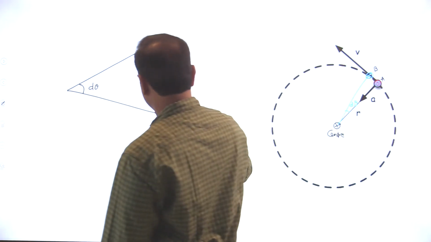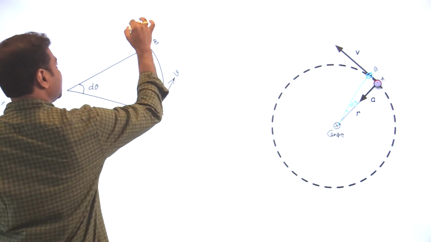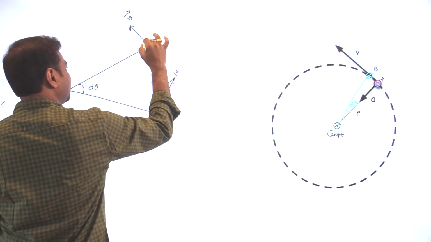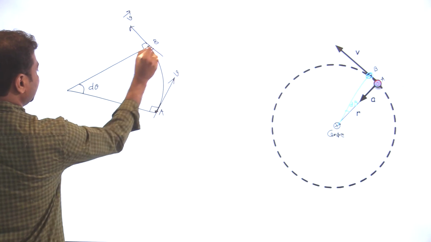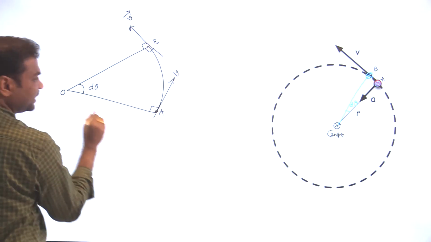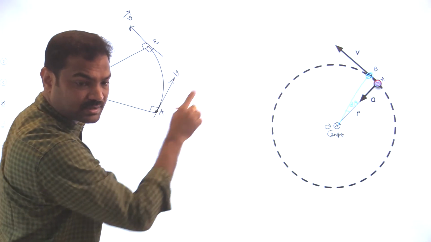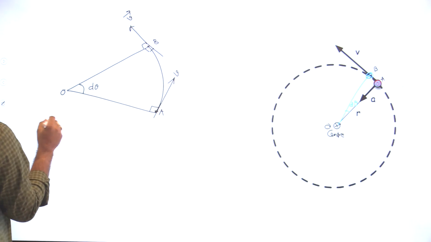And how are the velocities? Here velocity is tangential, which is perpendicular to the radius. Here also velocity is tangential, perpendicular to the radius. Am I right or not? Velocity is always perpendicular to radius. O is the center. OA is radius. OB is also radius. Radial lines. So then what is the angle between these two velocity vectors?